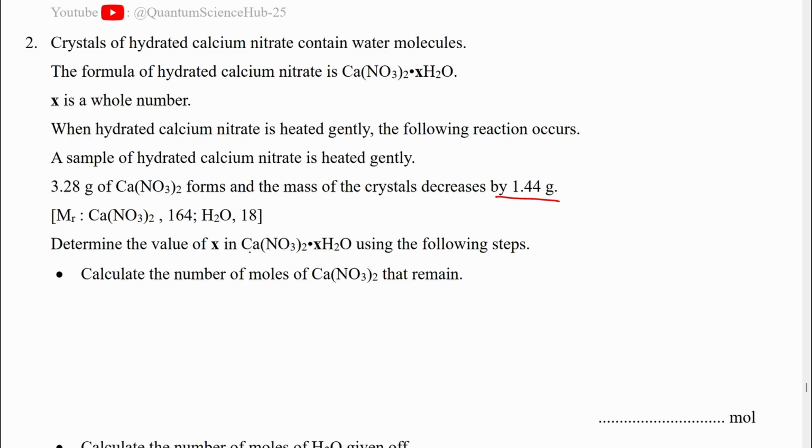This question is pretty easy. We know the mass of calcium nitrate, right? So the mass of calcium nitrate is 3.28 gram. And we know the formula to find the number of moles. Moles equals to mass over MR. So the mass is 3.28 divided by the MR of Ca(NO3)2, which is 164. So equals to 0.02 mole. Okay, so you write in here 0.02.